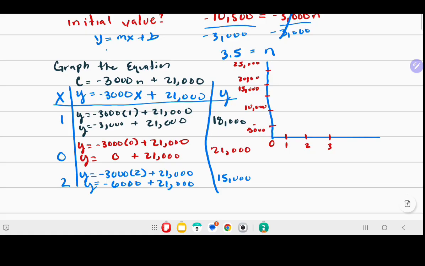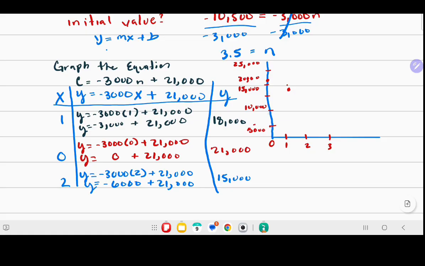All right, so here we go. 1, 18,000. So we go to the x, 1, and 18,000 would be, that's 5, 10, 15, and if 20 is here, 18 would be about right there. Then next we have 0, 21,000. 0, then go up to 21. So if that's 5, 10, 15, 20, 21 would be right there, real close.